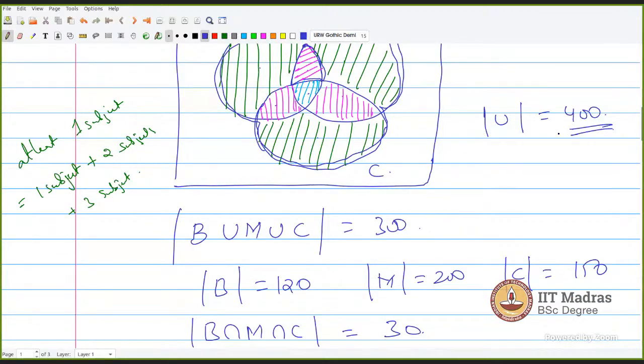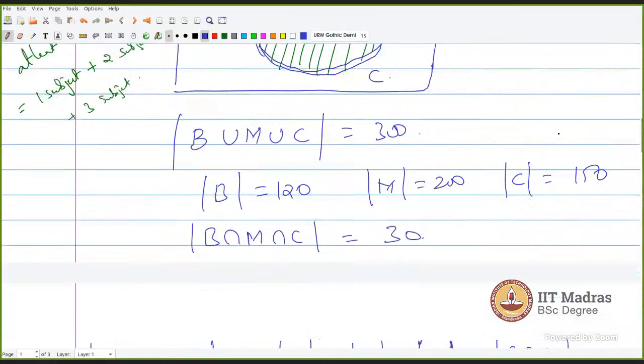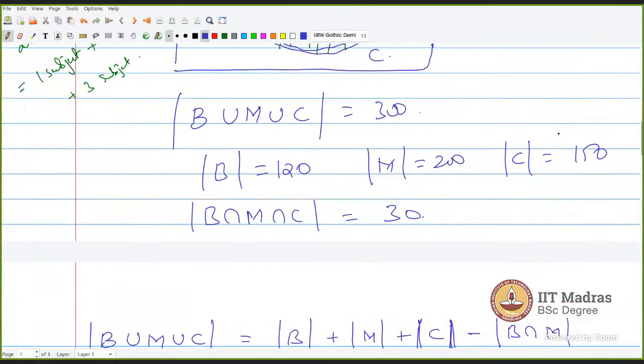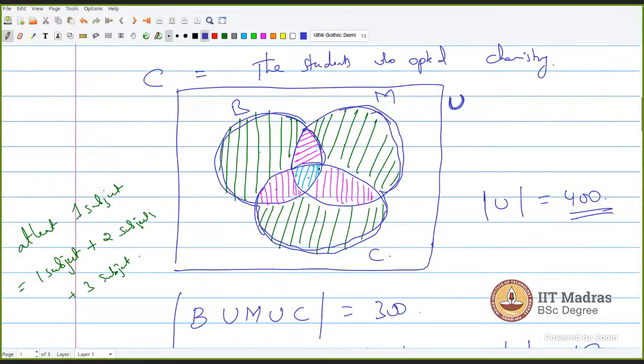When I say at least 1 subject, it implies either 1 subject or 2 subjects or 3 subjects. When I say at most 2 subjects, it means either 1 subject or 2 subjects. It's like an upper bound, a maximum value. So for at most 2, we will have the purple region and the green region. So at most 2 will also include the outer white region.